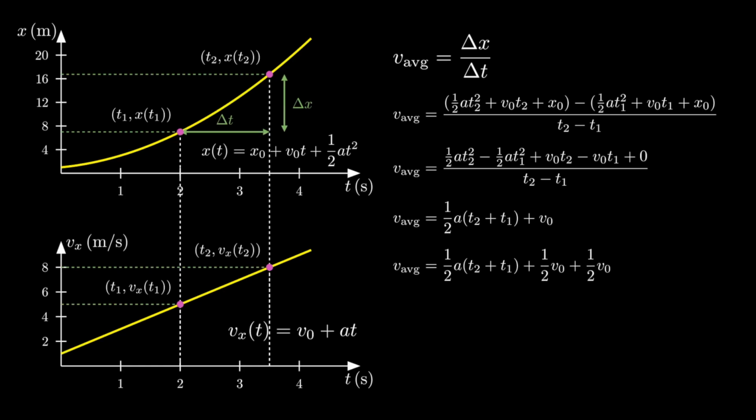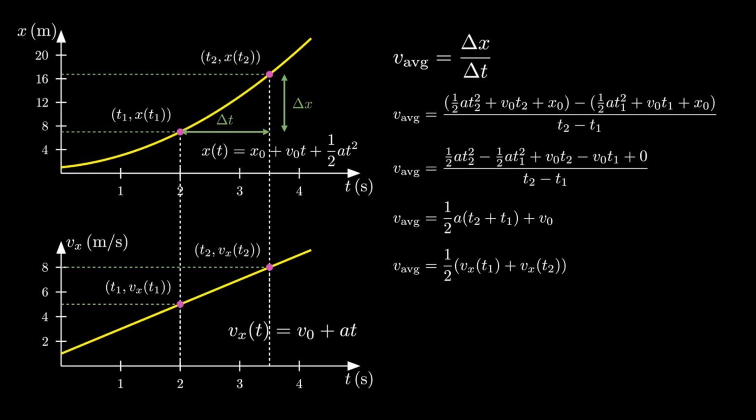Splitting v0 into halves and grouping these two halves each with 1/2 a t1 and 1/2 a t2 respectively, you might recognize that the first group of terms represents the velocity of the object at time t1, and the second group represents the velocity of the object at time t2, which shows that the average velocity of the car is the sum of the two velocities divided by 2. To summarize, these two different approaches to finding average velocity are mathematically equivalent, at least for the special case of constant acceleration.